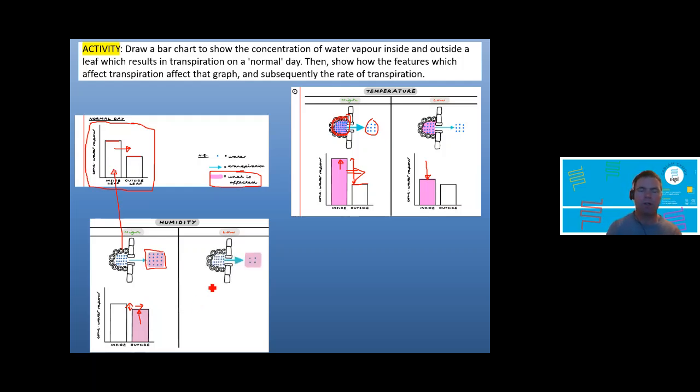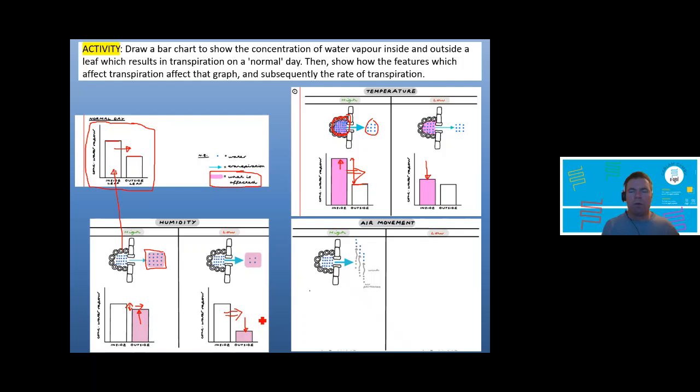But if we look at low humidity, well, now we've got a much lower level of humidity outside the leaf, a bigger difference between inside and out, and so we're going to get a greater movement of water vapor molecules out of the leaf. What about air movement?